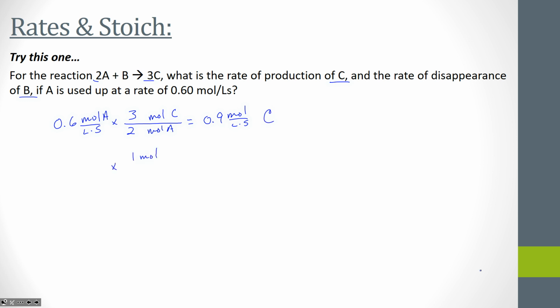It's 1 mole of B for every 2 moles of A. So that's going to be 0.3 moles per liter times seconds of B. And that's what we can do. If you're given one rate, we can find all of the rates.